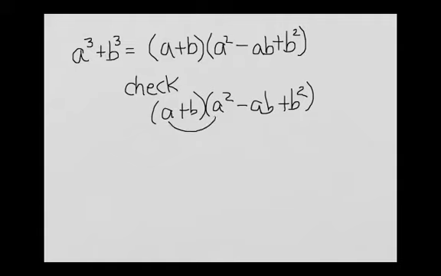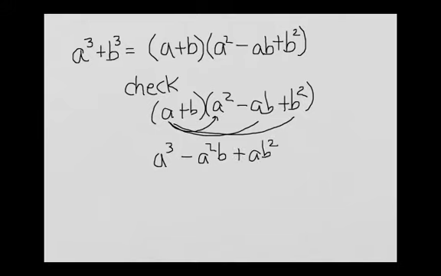So first we'll start by distributing the A in the binomial to all of the terms in the trinomial. A times A squared is A cubed. A times minus AB is minus A squared B. And A times B squared is plus AB squared.